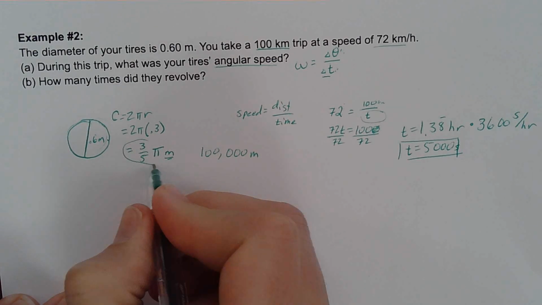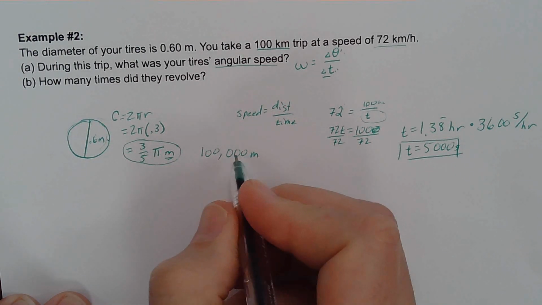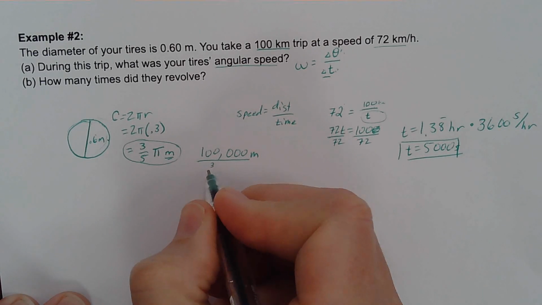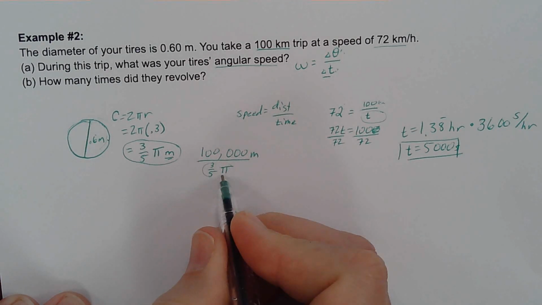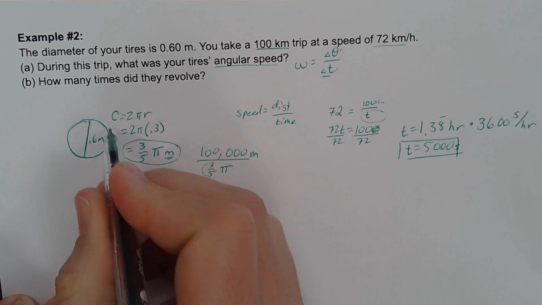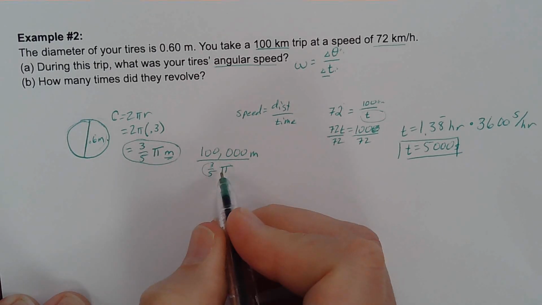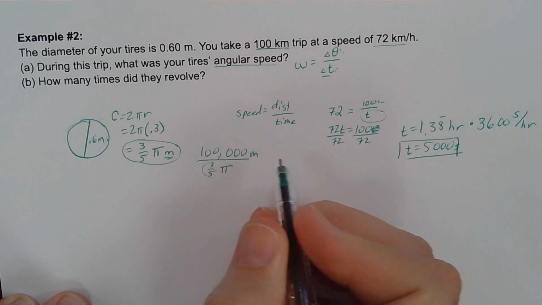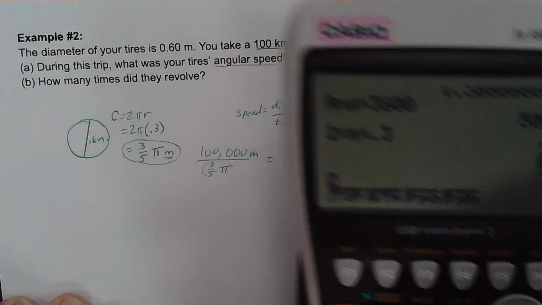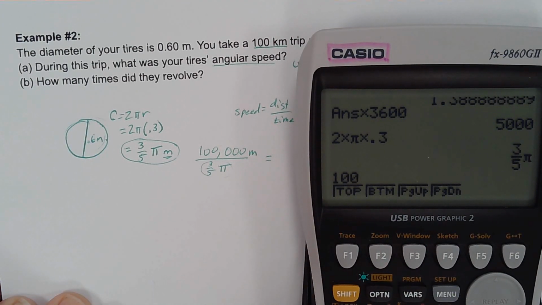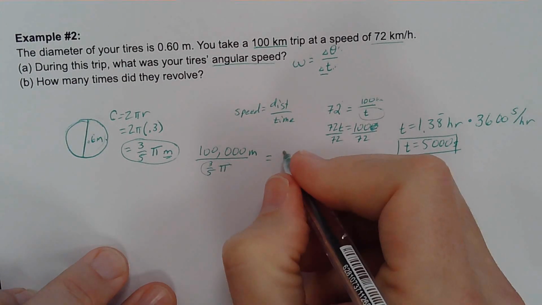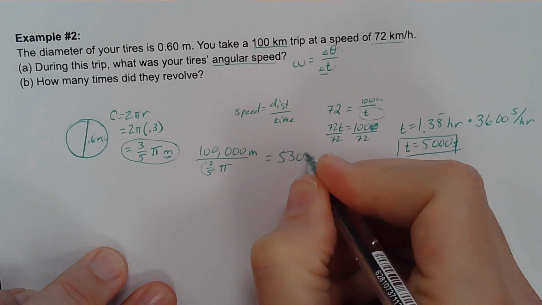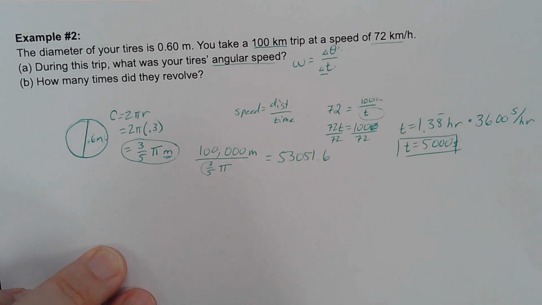So if this is one trip, then I can take that 100,000 and divide by that 3 over 5 pi. And that's going to tell me how many times this can go into 100,000. So how many times does my wheel need to rotate around in order to get 100,000 meters or 100 kilometers? Okay, so I'm going to type in that 100,000, and then divide by my previous answer. And so I get 53051.56, and that's probably far enough.